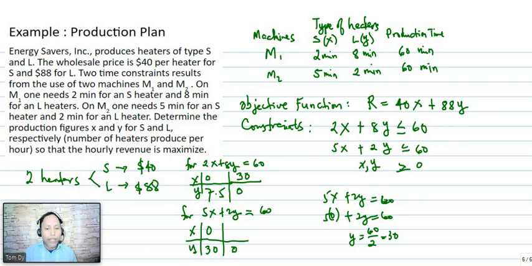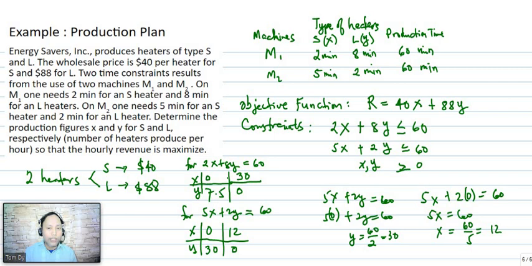This time, when y is equal to 0, we have 5x plus 2 times 0 is equal to 60. So this is 0, so we have 5x is equal to 60. So x is equal to 60 over 5, that is equivalent to 12. So we will write here 12 as our value of x.